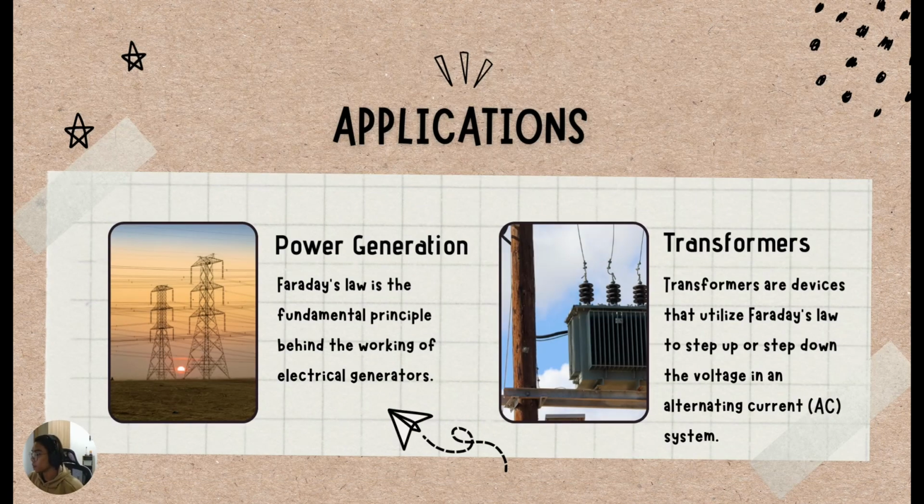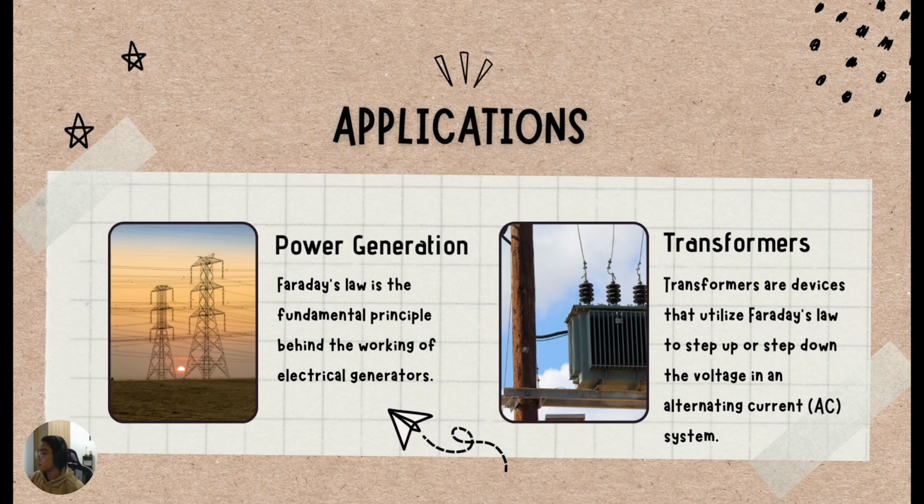Now, my last point in my presentation is the applications in real life. The first one is power generation. Faraday's law is the fundamental principle behind the working of electrical generators. When a conductor is rotated within a magnetic field, the changing magnetic flux induces EMF in the coil, which can be converted into electrical energy. This principle is used in power plants to generate electricity.